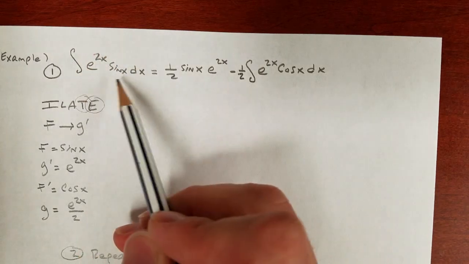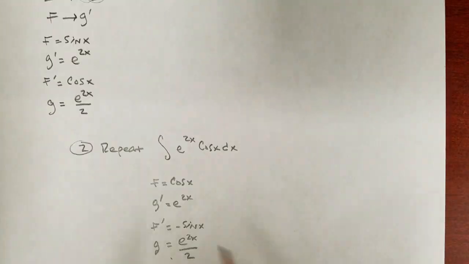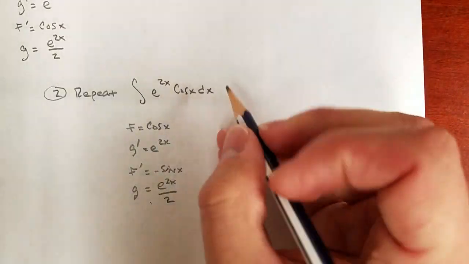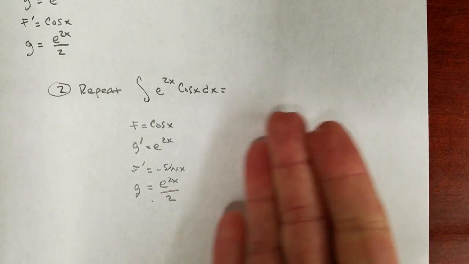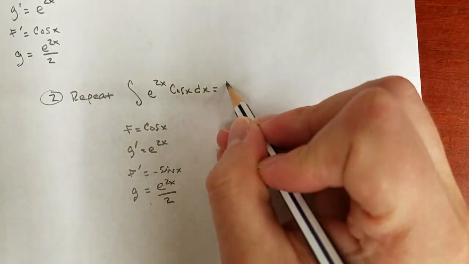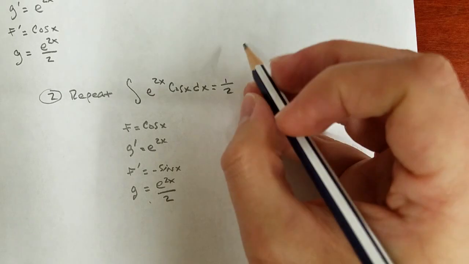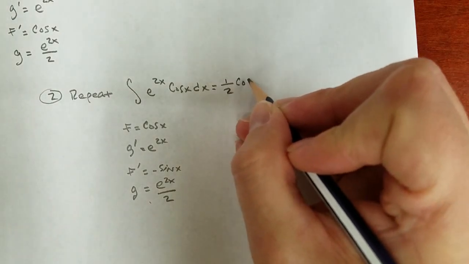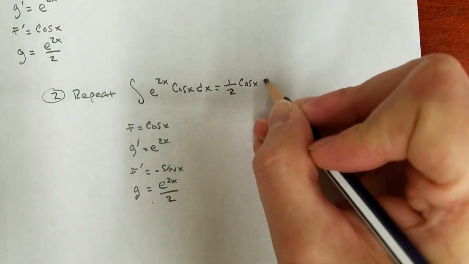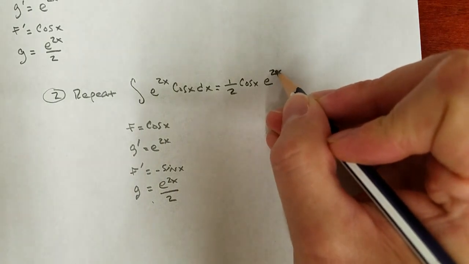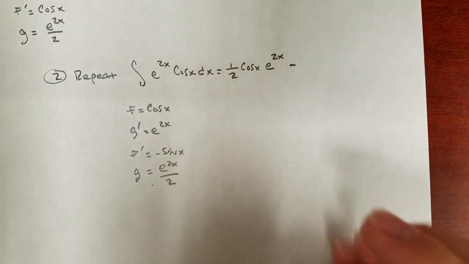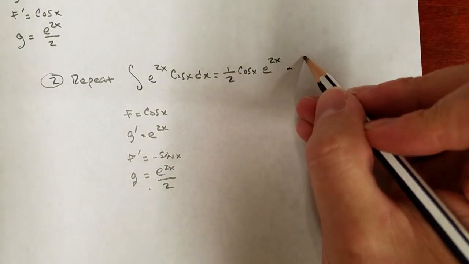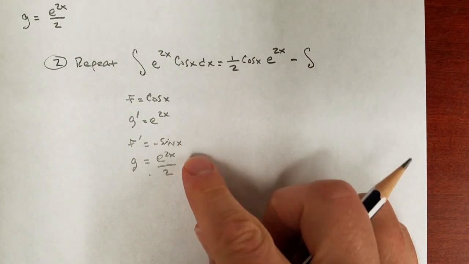Basically, it's the same thing as this. It looks like I'm going in circles, but we're going to try it again. We're going to repeat on that. So here goes. What does integration by parts tell you to get from that? F times g, so we'll get a half cosine x times e to the 2x. That's f times g, minus the antiderivative of f prime times g.